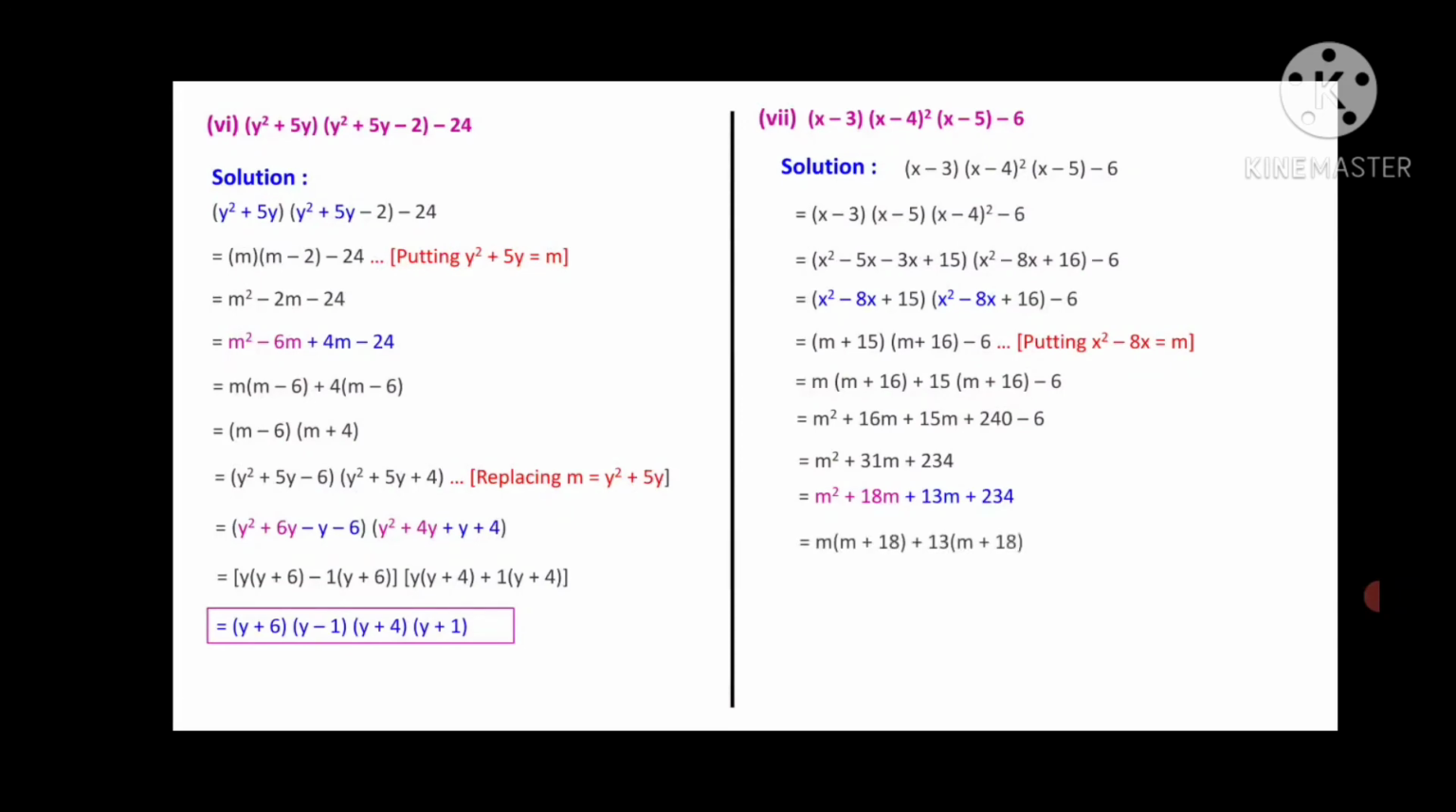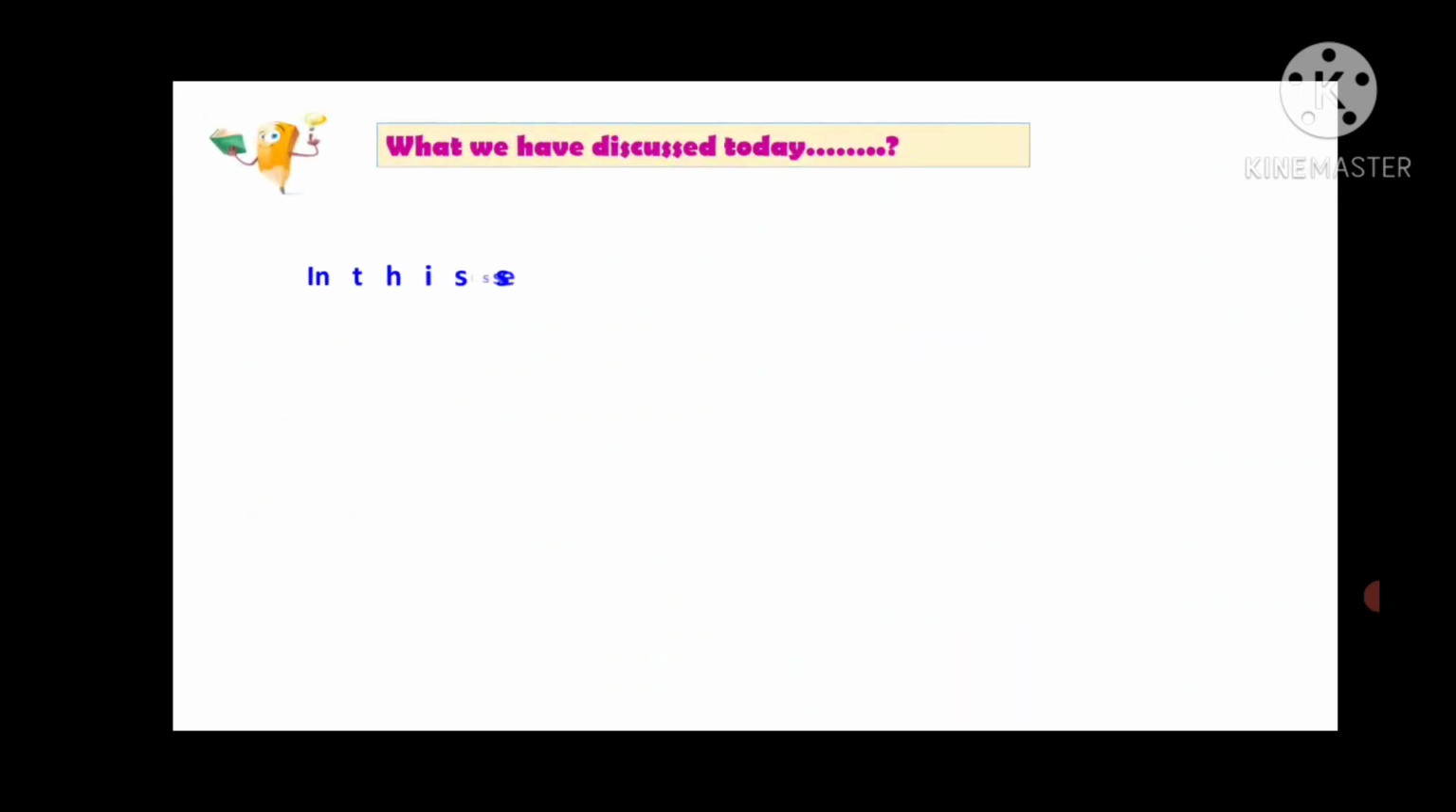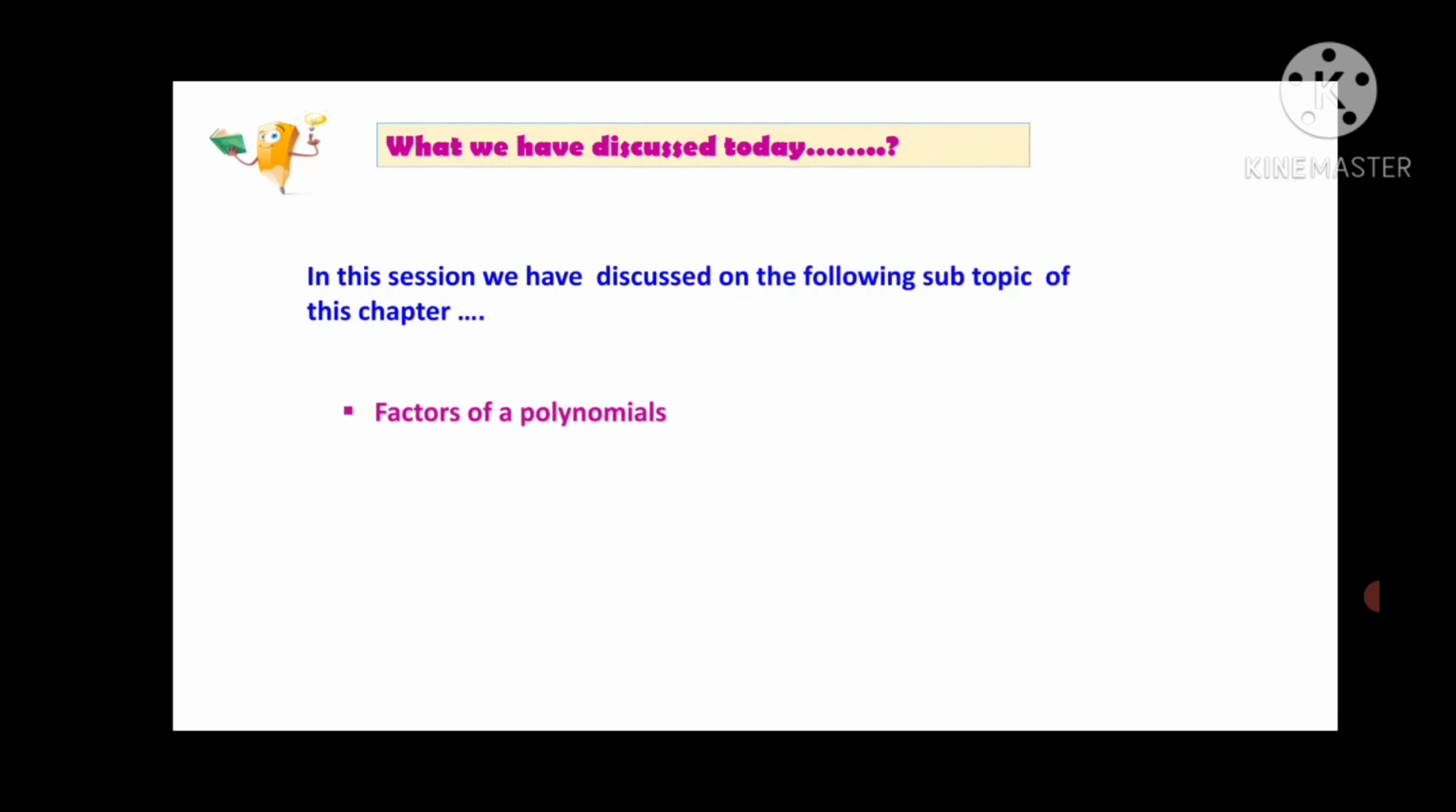m into bracket m plus 18 plus 13 into bracket m plus 18. So m plus 18, m plus 13, replace m with the given x square minus 8x. So we'll get x square minus 8x plus 18 in one bracket, x square minus 8x plus 13 in another bracket. These are the factors of the given polynomial. Friends, what we have discussed in today's session is factors of polynomials and problems from the practice set 3.6 that are based on the factors of polynomials.